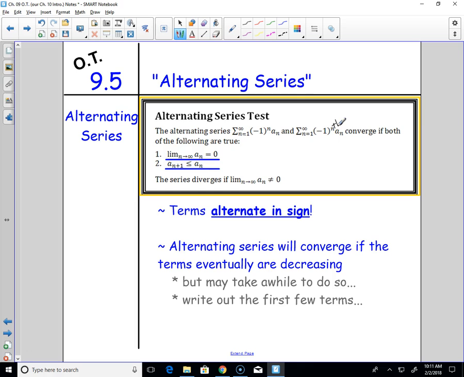This test is pretty nice. It's pretty easy. We just have to make sure that we only use it for alternating series.